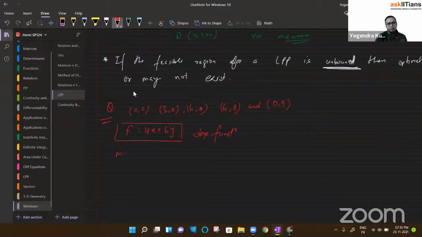Minimum value of f occurs at what point? Then options are given: A, B, C. Should I write the options, or do you want to give the answer without options? I think you can give it without options also. Do it, everyone.